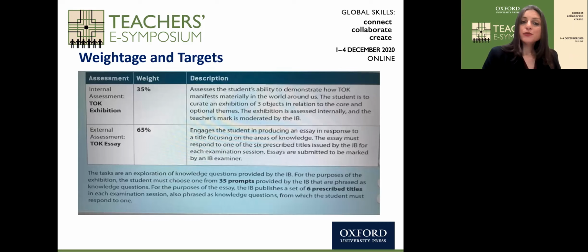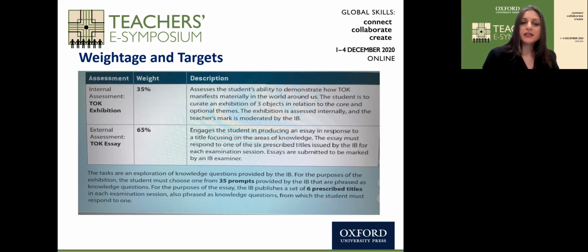The internal assessment, the theory of knowledge exhibition, makes up 35% of the weightage of the grade. It assesses the student's ability to demonstrate how theory of knowledge manifests materially in the world around us. What do the objects say about the world around us is largely the context of this exhibition. How do they link us with our past, and how do they inform the future?